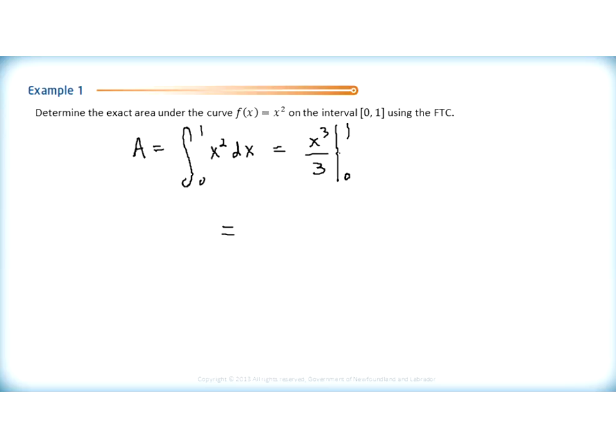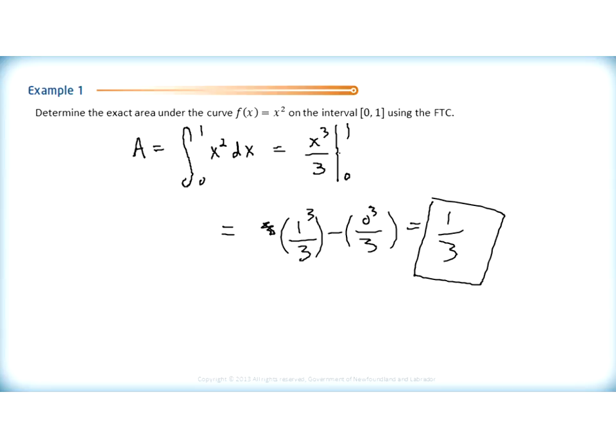So I evaluate it at 1. So it's going to be 1 cubed over 3. And then I subtract what I get when I evaluate at 0, so that's 0 cubed over 3. So that's 1/3 minus 0, which is just 1/3. And if you watched our last video, we found that in a much more complicated way, using lots of limits and sum formulas and all kinds of crazy things, but it's just 1/3.